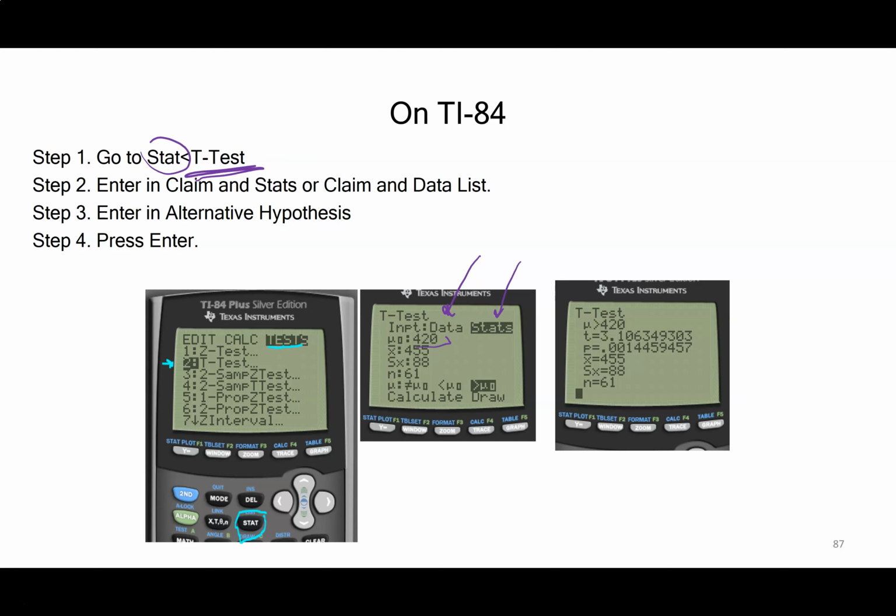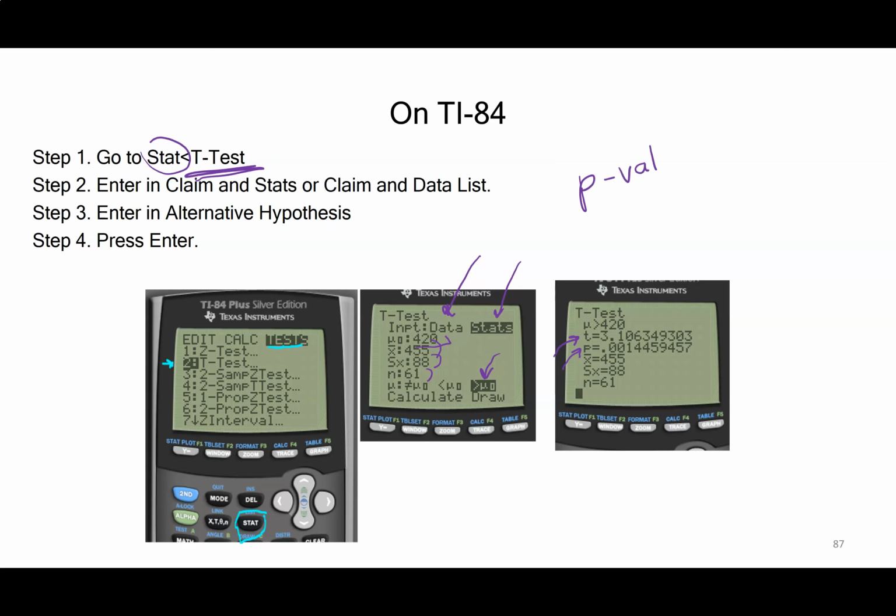And so 420 is my claimed amount. 455 is what we observed in the sample. There's my standard deviation from the sample. There's my sample size. You do have to tell it the direction of the sign in your alternative hypothesis. And then you click calculate, and it'll give me my t test statistic and my p-value.